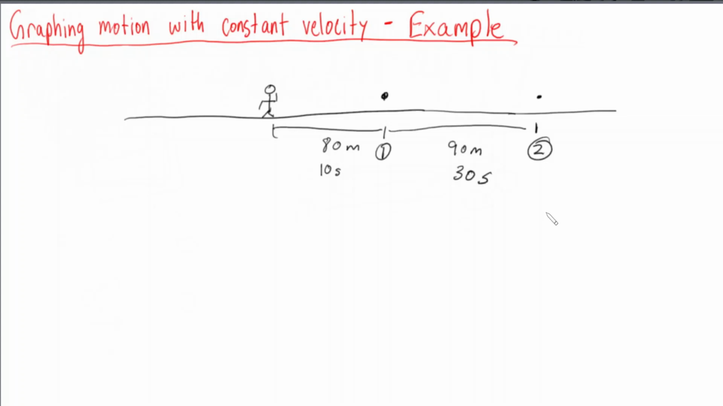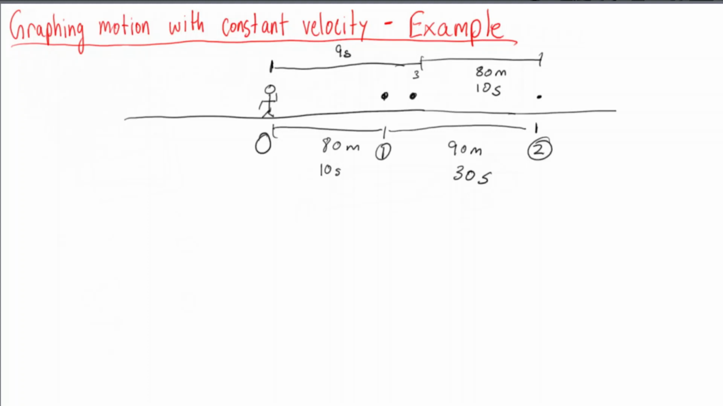Then the runner sprints back in the opposite direction for 80 meters. So let's say this is now point 3, and he does this over a period of 10 seconds. Then he takes a break for 10 seconds and proceeds to sprint back to the origin point within 9 seconds. So he goes from point 3 all the way back to point 0 in 9 seconds. So this is point 0. How do we draw out the displacement time graph, velocity time graph, and acceleration time graph?